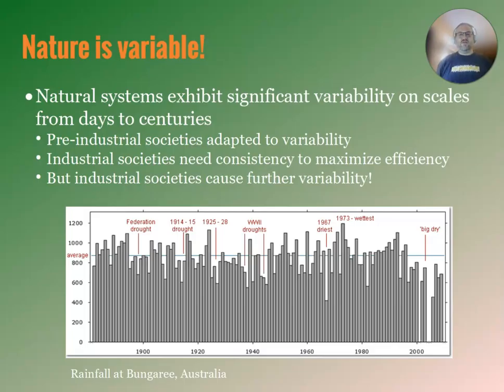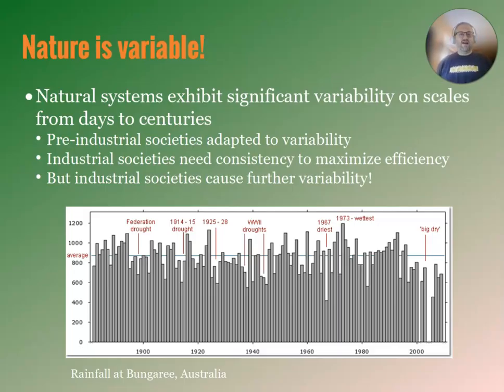So industrial societies really want to even out that variability, make the natural world less variable so we can efficiently maximize our productivity. So we might do something like building a dam so that we can hold back the water when there's too much and let it out when there's not enough. And so we even out the amount of water that we're getting on our farms rather than adapting to the fact that we might get a lot of rain or a little rain from year to year. So industrial societies really want to smooth out, flatten out that variability.